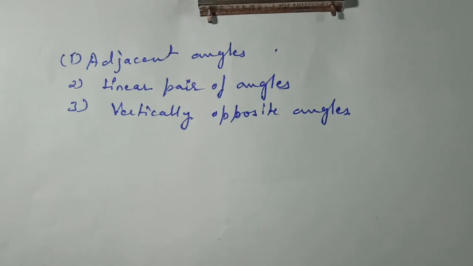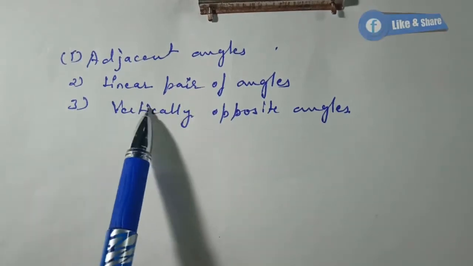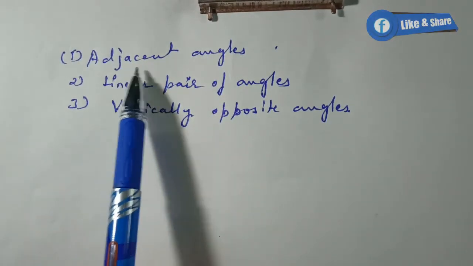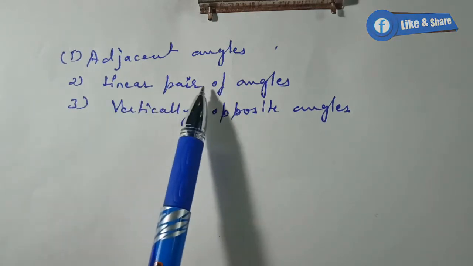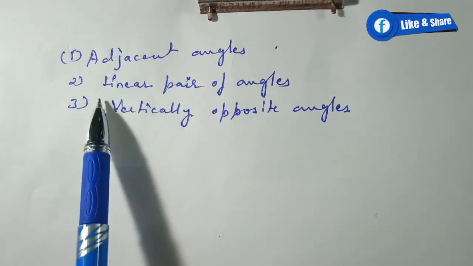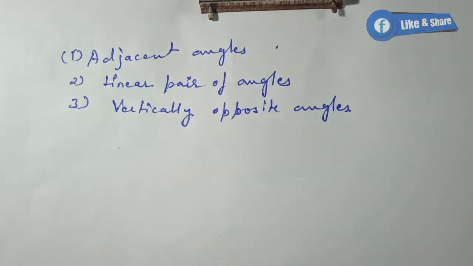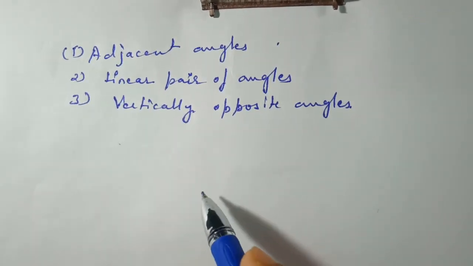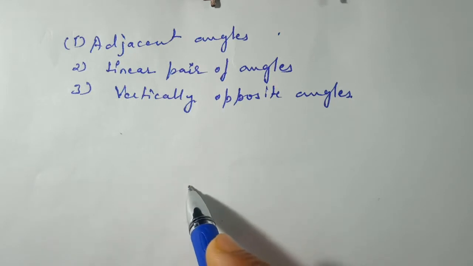Yes, students, today we are going to learn some types of angle. First, we are taking adjacent angle. Second, linear pair of angle, and vertically opposite angles. All three are pairs of angles. So let us understand these through some figures.